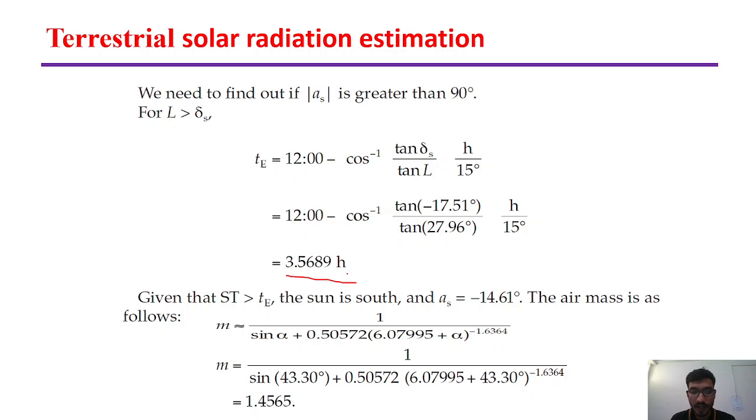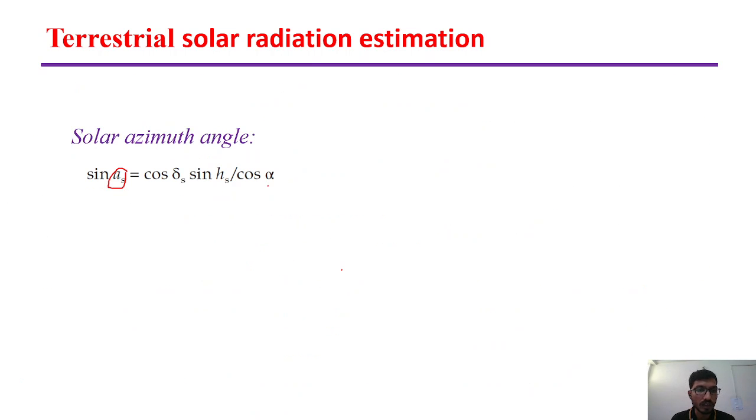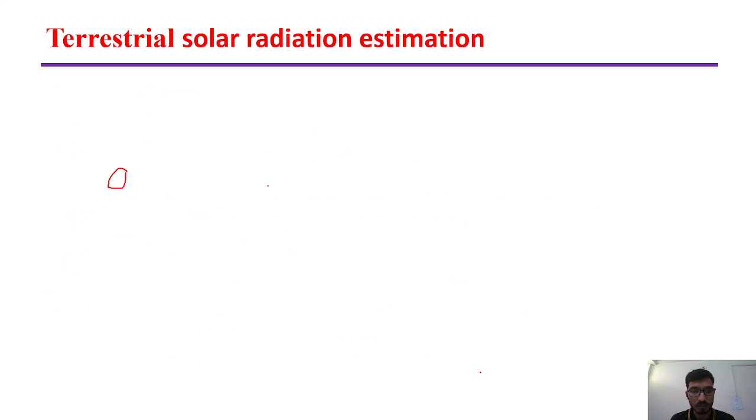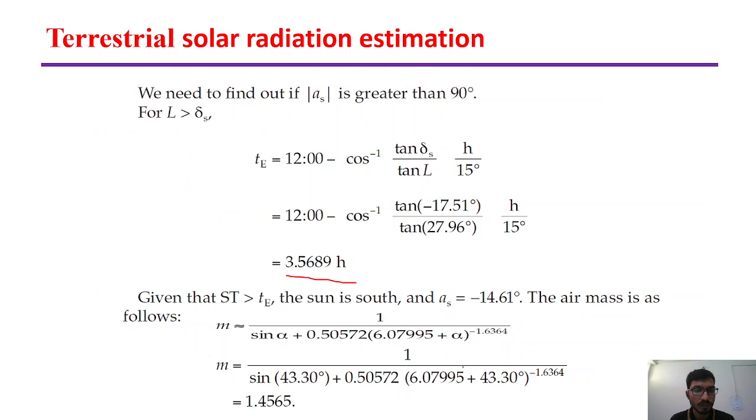And the ST we saw the value for the ST was 11 hours 16 minutes. So ST is greater than TE. So in this case, the sun will be in the south, and for the south the sign will be minus. And based on this, we can further calculate the other values.